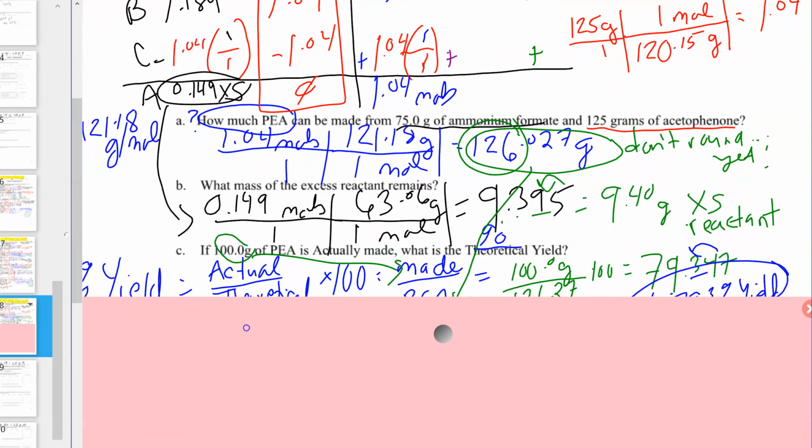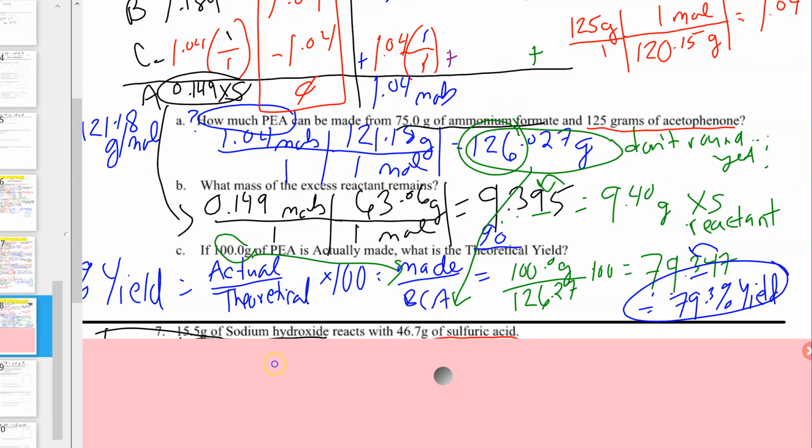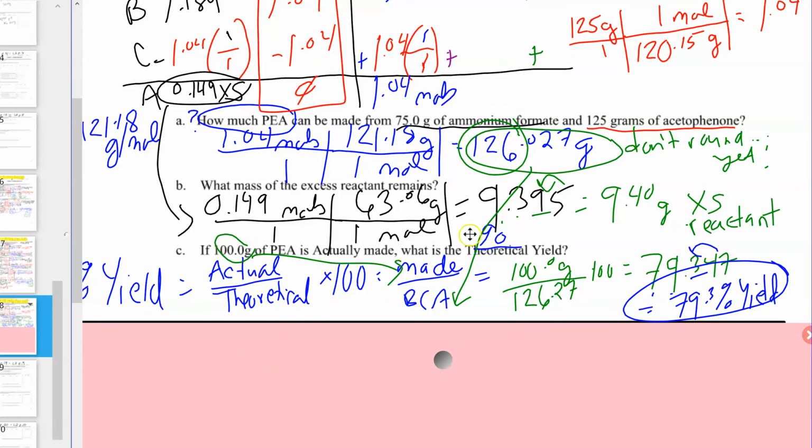Now here's our last question. If we actually made 100 grams, what's the percent yield? I know it says theoretical, but it should just be percent yield. The theoretical yield is right here, what we got from the BCA table. So percent yield is actual over theoretical times 100. The actual is what's actually made in the lab. The theoretical is from the BCA table. So my equation here is 100 grams actually made divided by the theoretical 126.027 grams from the BCA table times 100. We get 79.3% yield.